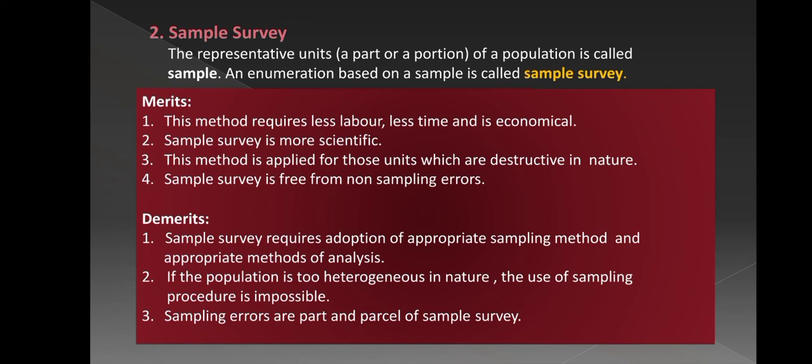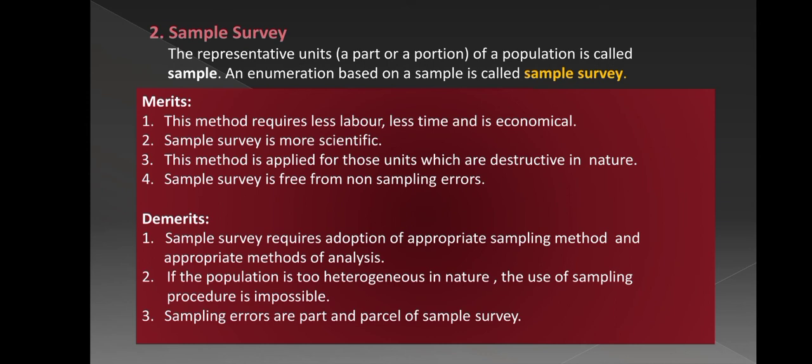Since in a sample survey there are only a few units, it is possible to collect all the information in detail, whereas if you consider the population, it is quite difficult to collect all the information in detail. So this method is applied for those units which are destructive in nature. Okay, and sample survey is free from non-sampling errors. Here non-sampling errors do not exist.